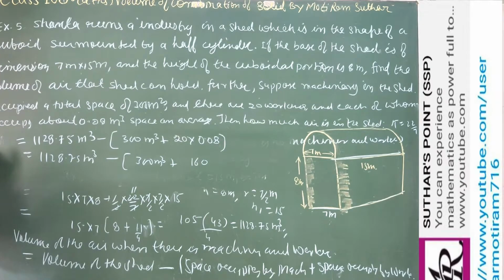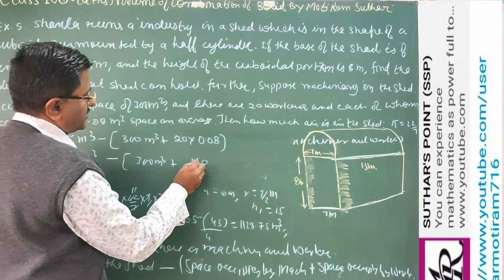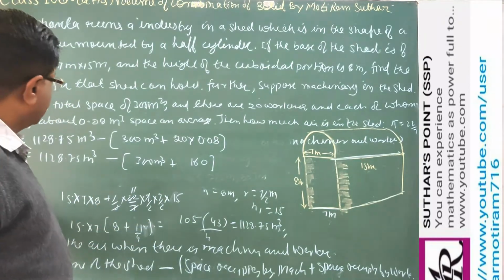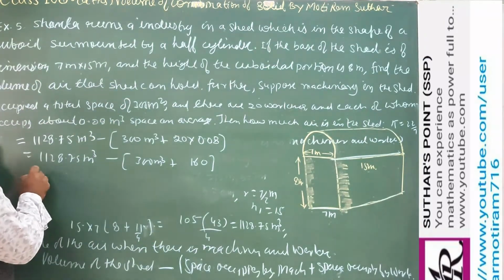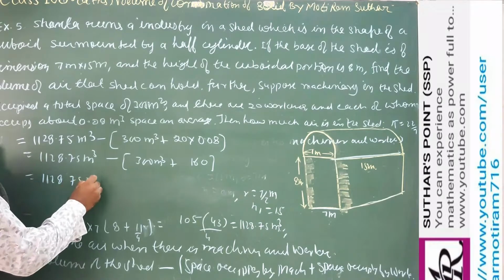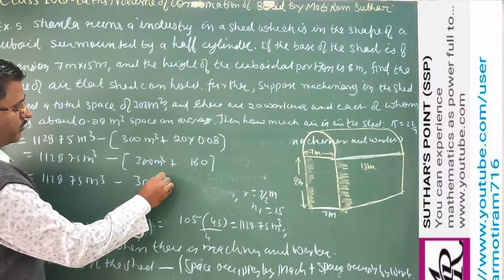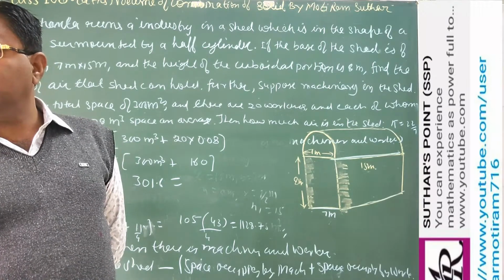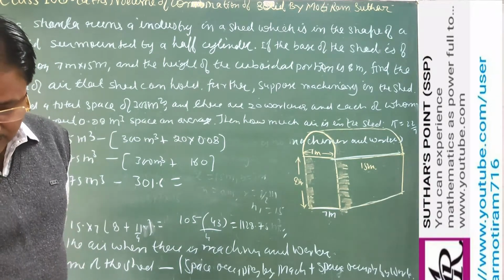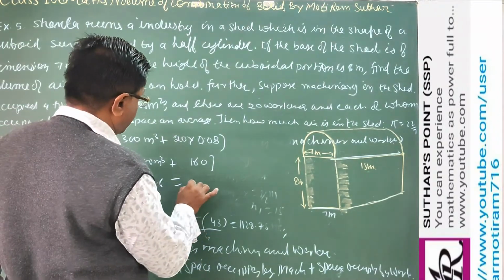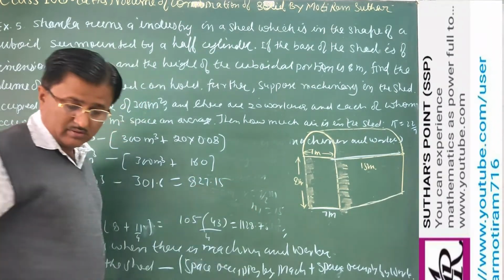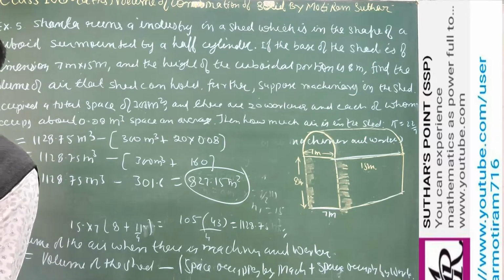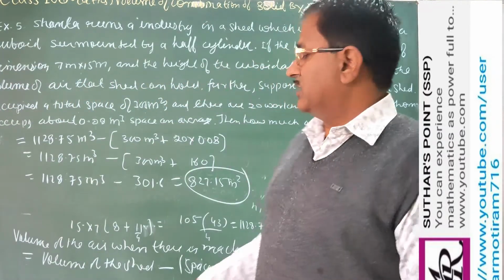Multiply this, so 160 after 2, so 0.6. So that is 301.6. So 1128.75 cubic meter minus 301.6. You subtract easily, that will give you the answer as 827.15 cubic meter. So this is the air present in the shed when there is machinery and workers.